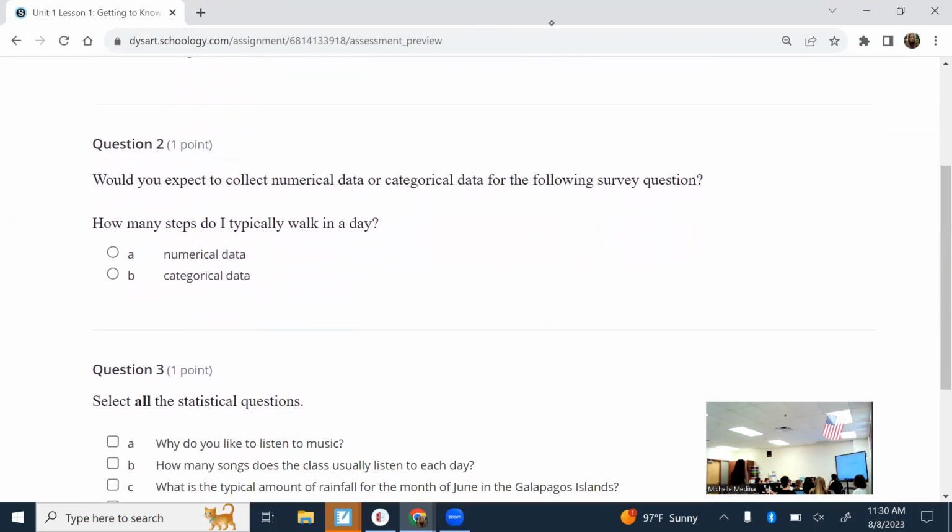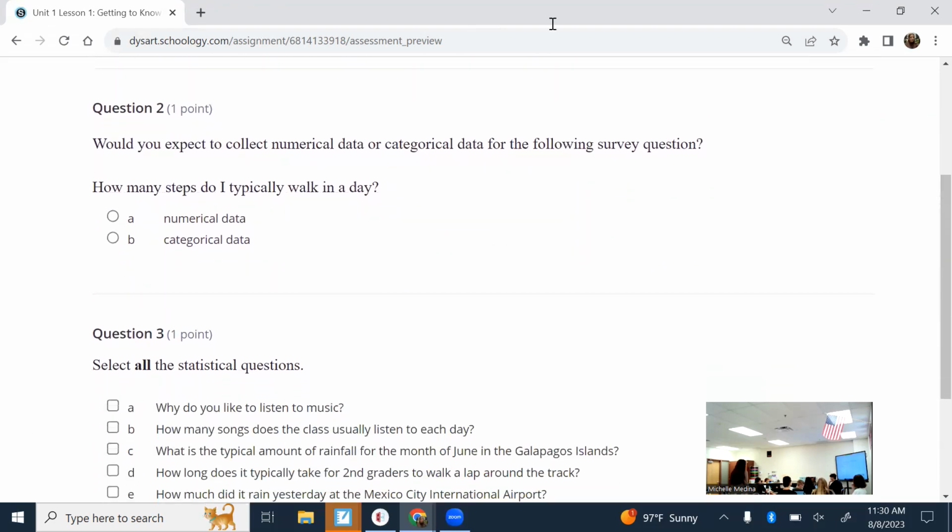My question 2 says, would you expect to collect numerical data or categorical data for the following survey question? How many steps do I typically walk in a day? Table 1, what would the answer be?